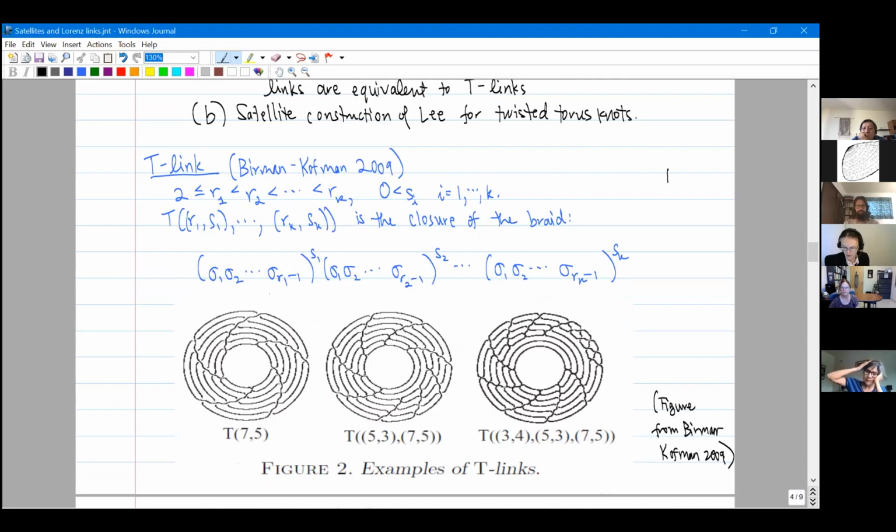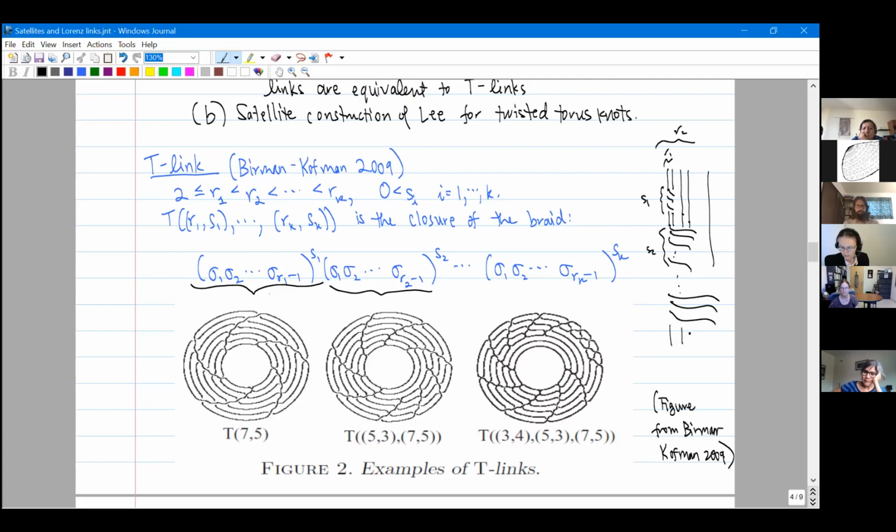Let me sketch on the side. If you have r1 strands coming in, this first product in the braid says r1 strands go in, and then you have s1 strands crossing over. Then the second term says you put in more, so now you've got r2 strands going in and s2 strands crossing over, and so on, up until at the end you've got this full bit of a torus knot. So this is a generalization of a twisted torus knot.